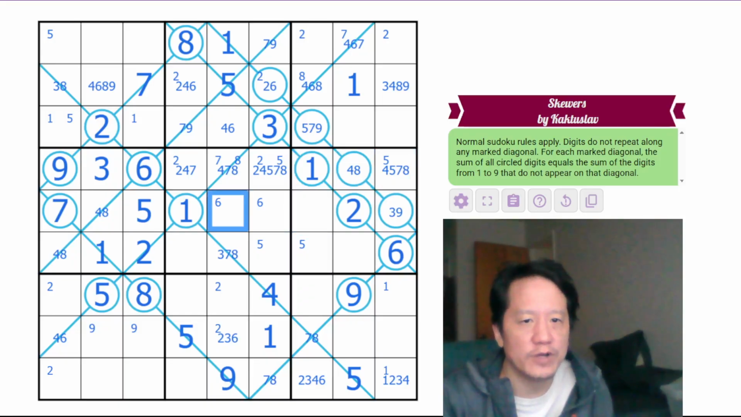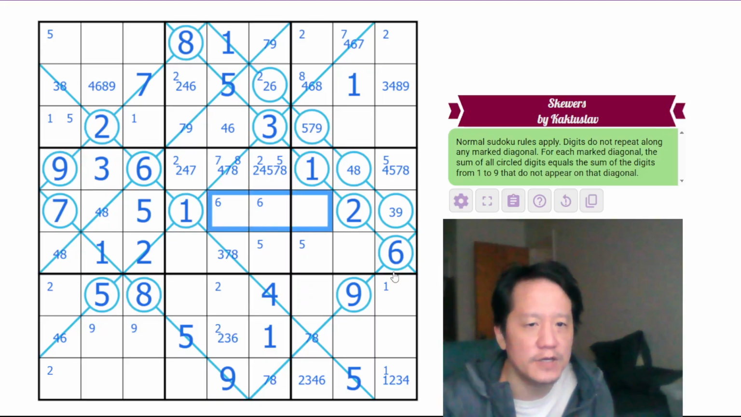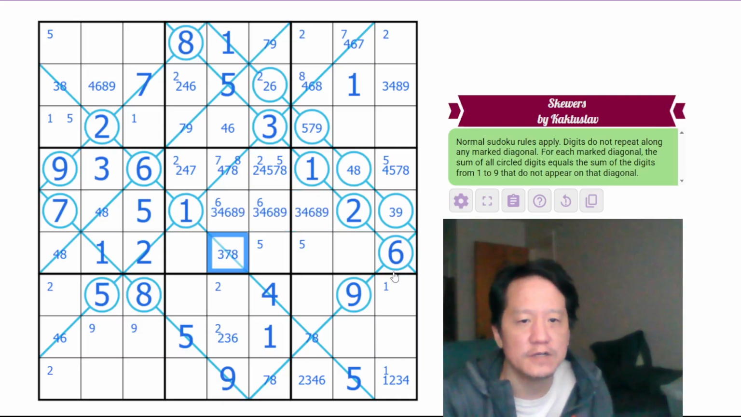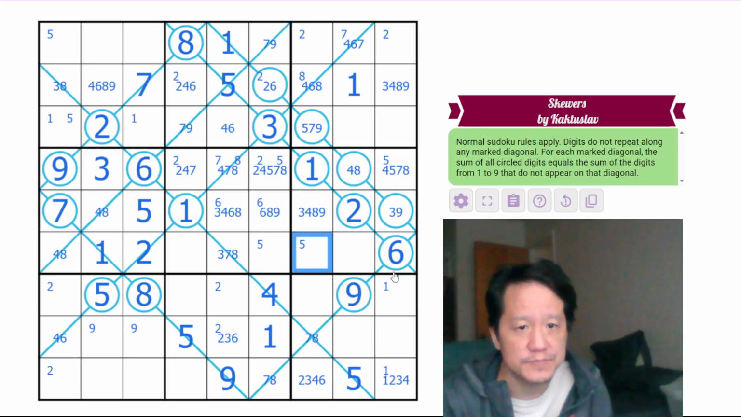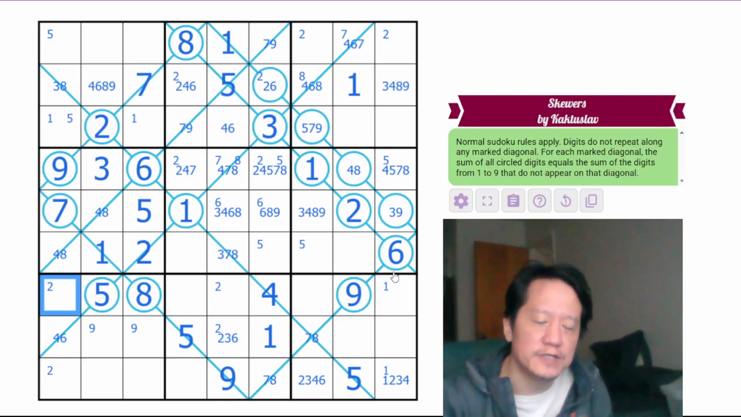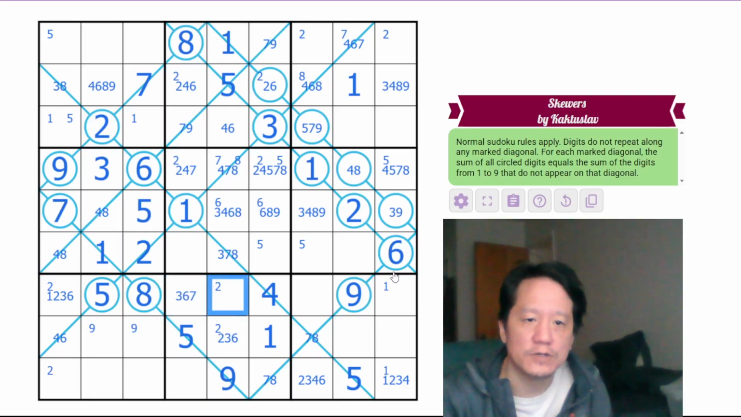Row 5, we have 3, 4, 6, 8, 9. No 9 here because of 9 in the column. No 4 here, no 3 here, no 6 here because of 6 in the box. Row 7. We have 1, 2, 3, 6, 7. Okay. No 7 here. No 1 or 2 here. No 1 here. No 1 here. 3, 6, 7. No 6 here.